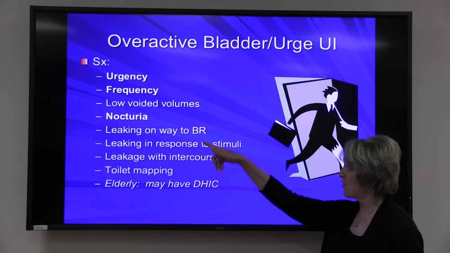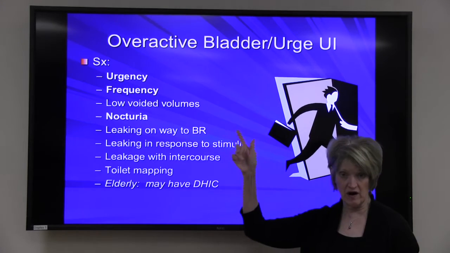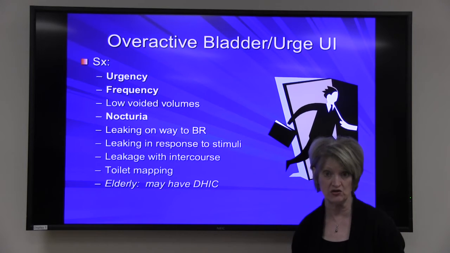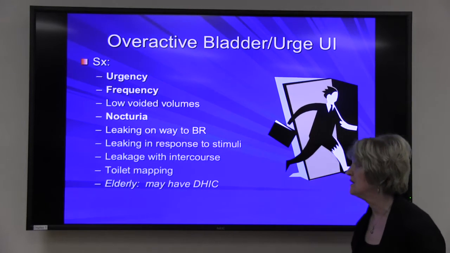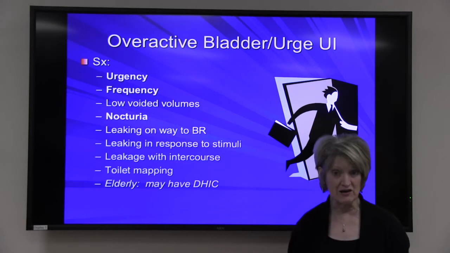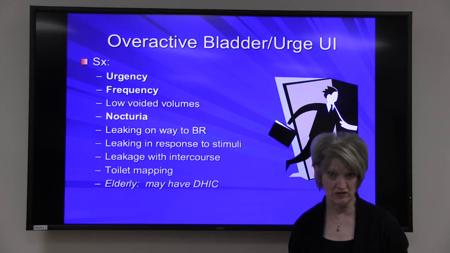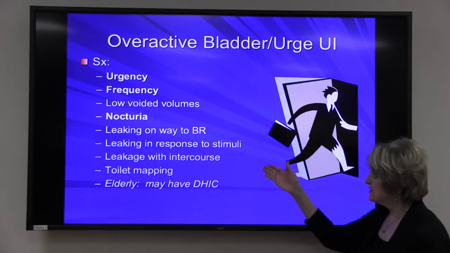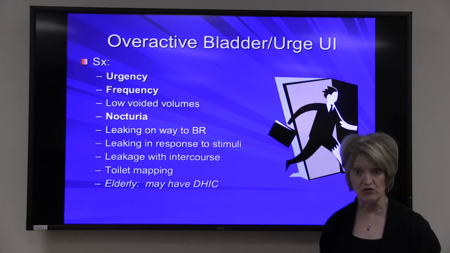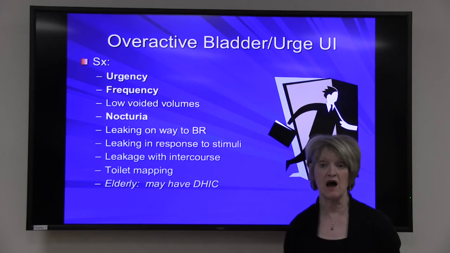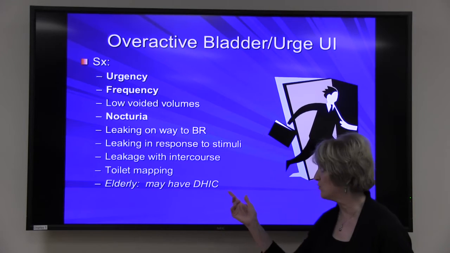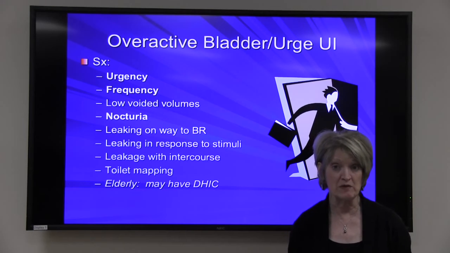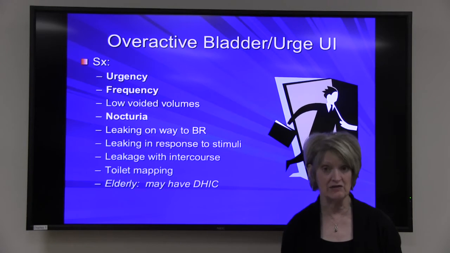Because they're voiding so often, typically they have low voided volumes, so each void is typically less than 100, 120 cc's. Because their bladder doesn't hold much, they don't make it through the night. They get up multiple times at night. Other symptoms: leaking on the way to the bathroom, leaking in response to common stimuli, for example, running water. Key in the lock syndrome.